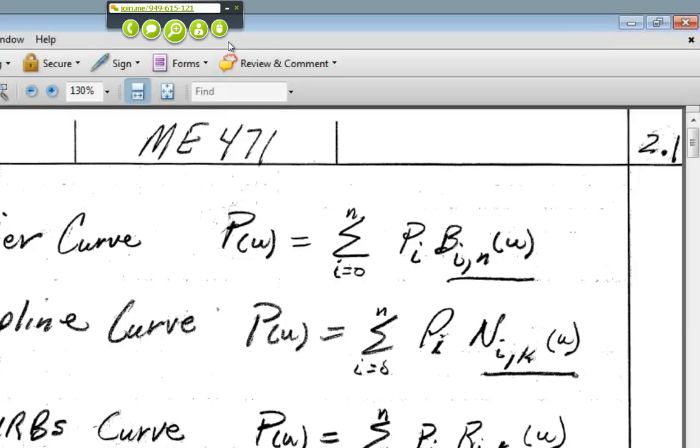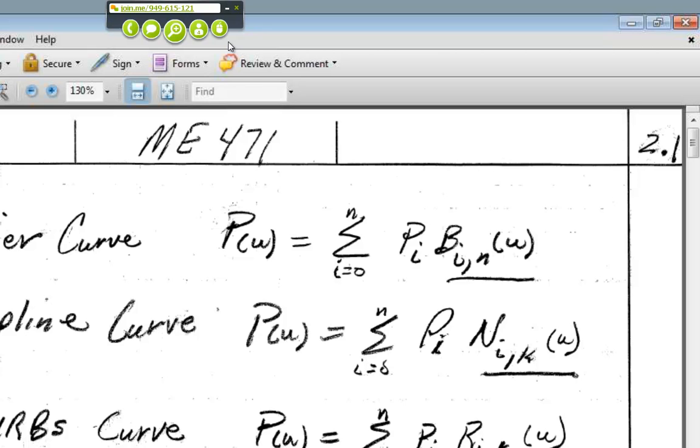So if we look at the right-hand side, all of them are a summation, a group of terms, and the terms are a point times a blending function, another point times another blending function, and so on. Hopefully you can look at that and see that representation in all three of them.